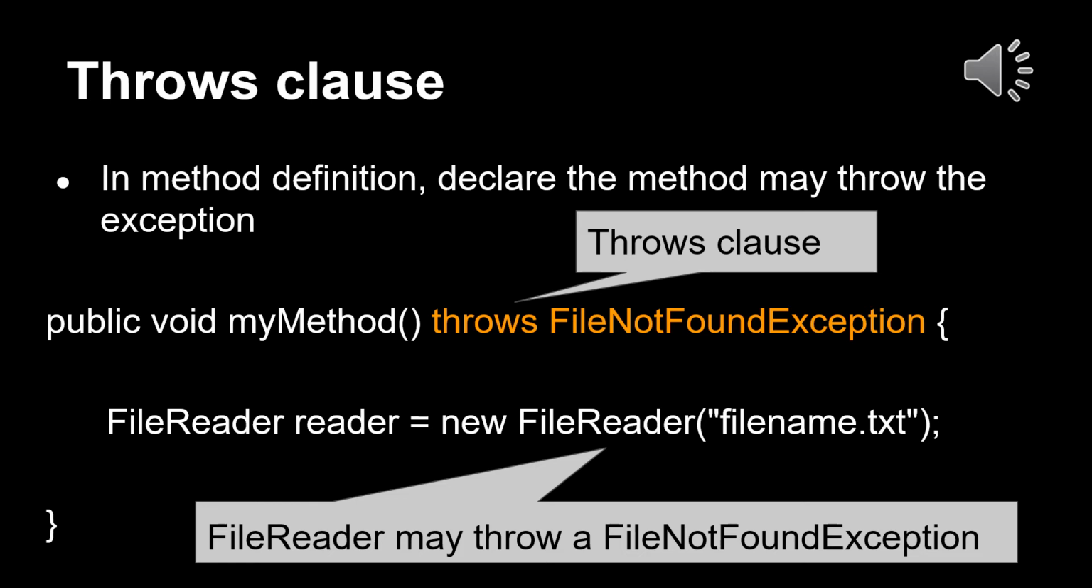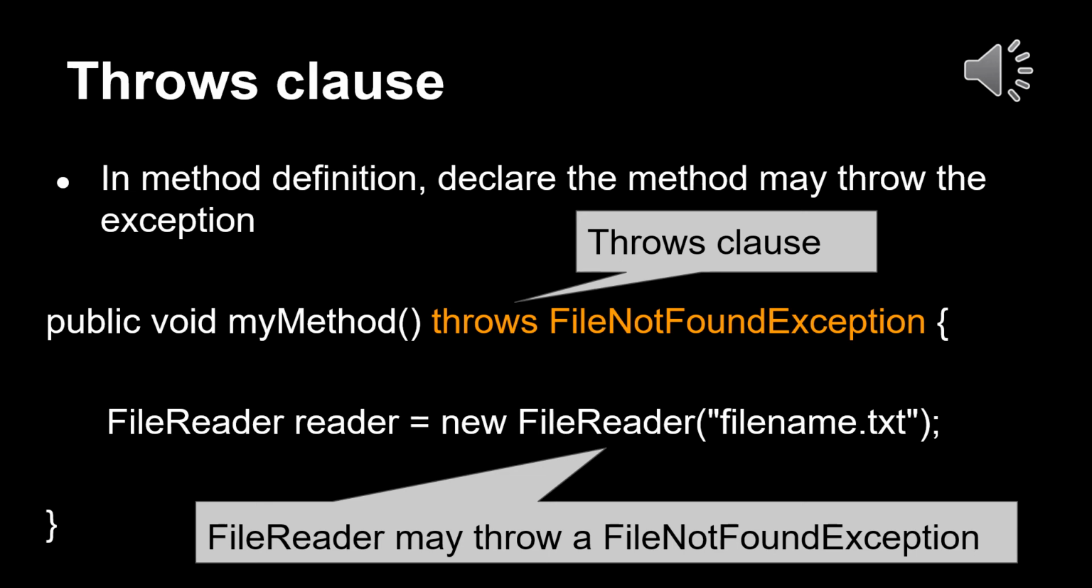Here's another example of a throws clause. So in the method definition, declare that the method may throw the exception. So within my method here, we're calling, in this case, new FileReader, and new FileReader may throw a FileNotFoundException. And our way of handling that in this code, we don't use a try block to catch it. So we're choosing to use a throws clause.